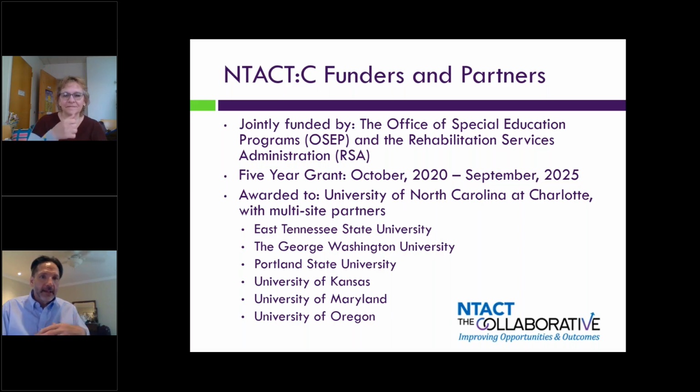You'll see on this slide that our other partners are listed there from the other universities that make up NTAC, the Collaborative. And NTAC is a federally funded project that supports state education and vocational rehabilitation agencies. So in Pennsylvania, that would be through our Bureau of Special Education, our LEAs across the state, and then through OVR. We also support and provide information for youth, families, and other secondary transition stakeholders in developing and implementing effective and evidence-based practices that help students transition from high school to meaningful and successful adult lives.